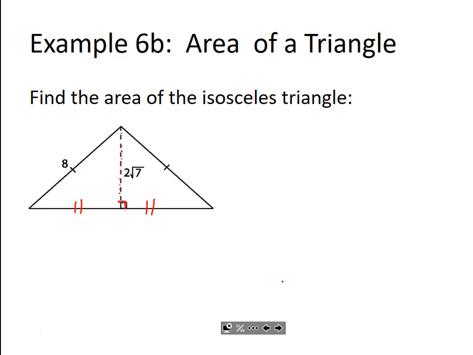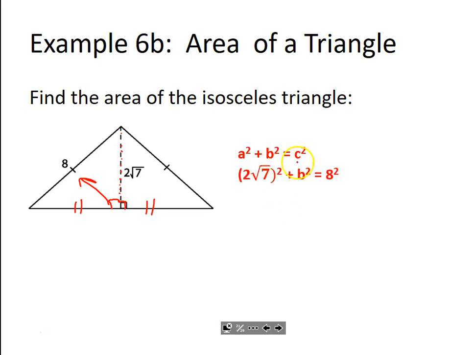So again, we have to talk about what parts do we have. Both of these are right angles here, so that means this is the hypotenuse again, and 2 radical 7 is one of the legs. So we can do 8 squared for C and 2 square root of 7 for A.